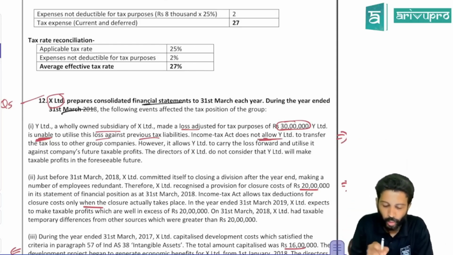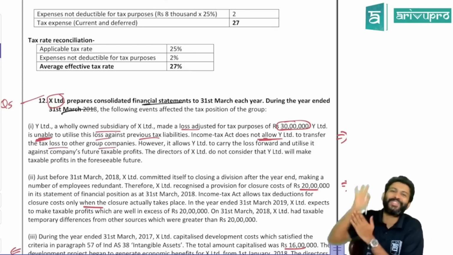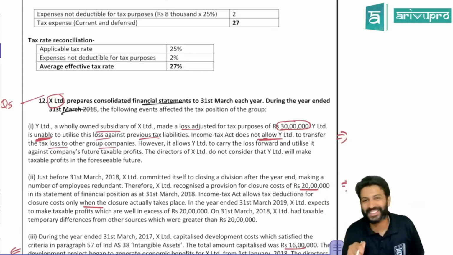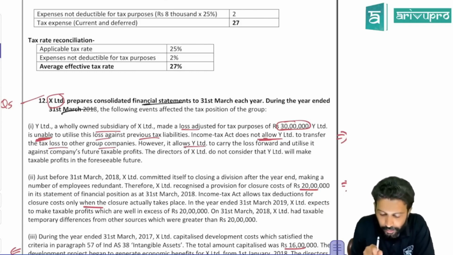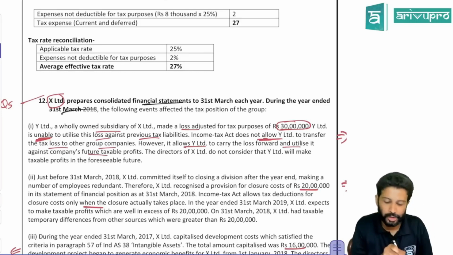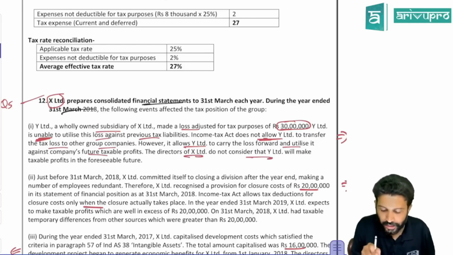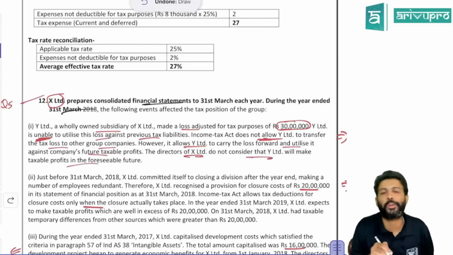Income Tax Act does not allow Y to transfer the tax loss to group companies. Okay, Y subsidiary's loss, parent cannot set off. In the Income Tax Act there is no such provision is what they're saying. Okay, great. However, it allows Y Limited to carry forward the loss and utilize it against the company's taxable future profits. The directors of X Limited do not consider that Y will make taxable profits in the foreseeable future.